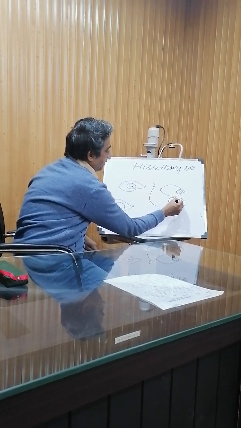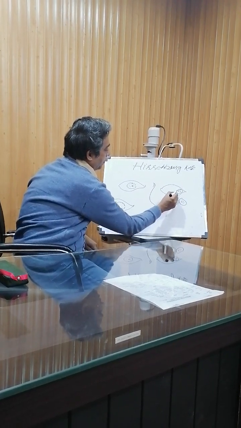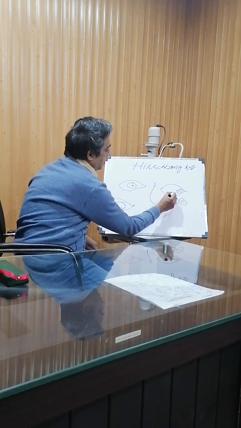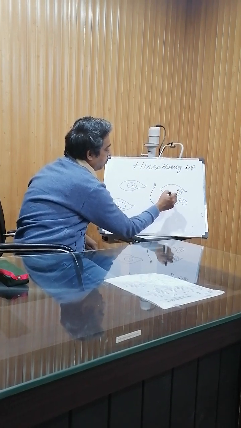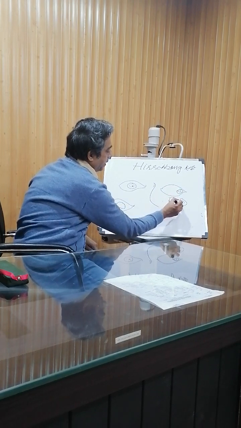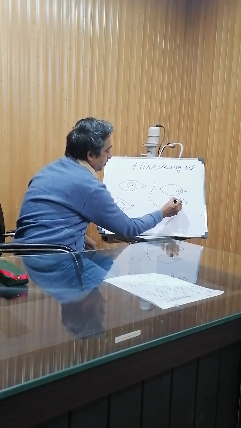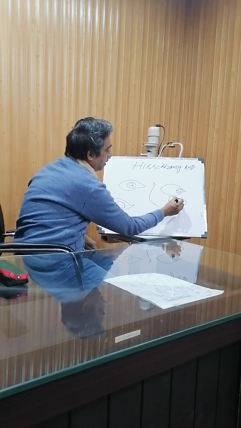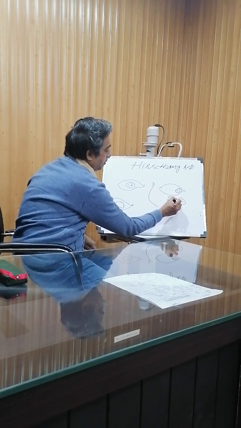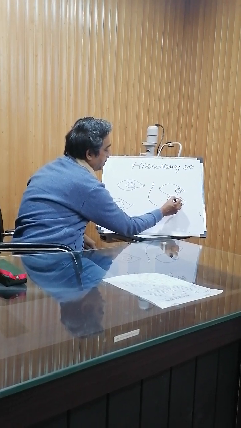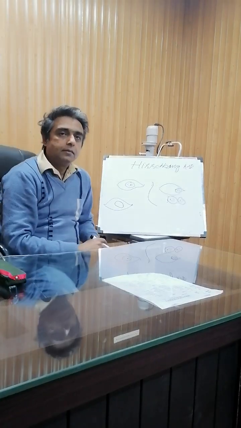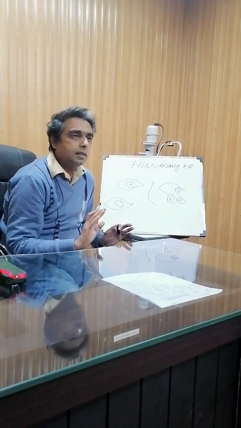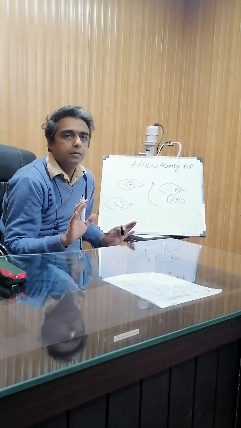And here, what is the third option? Between these two points, that is not on the limbus, not on the pupillary margin, but between the limbus and the pupillary margin, that is here. Is it understood by all of you?